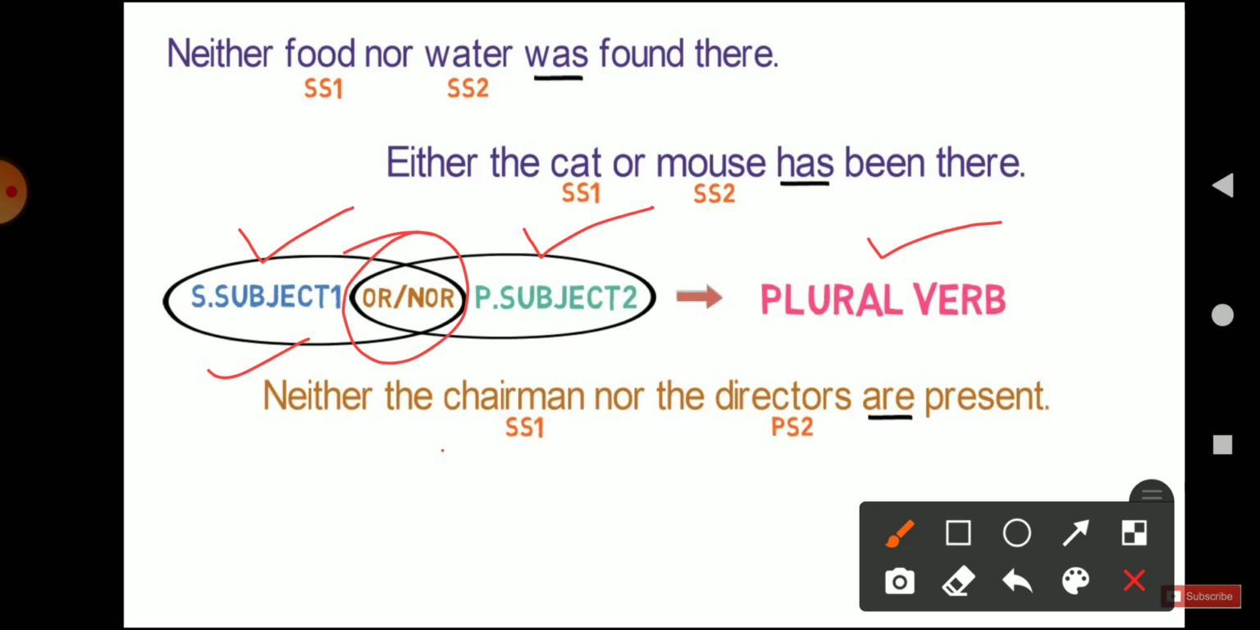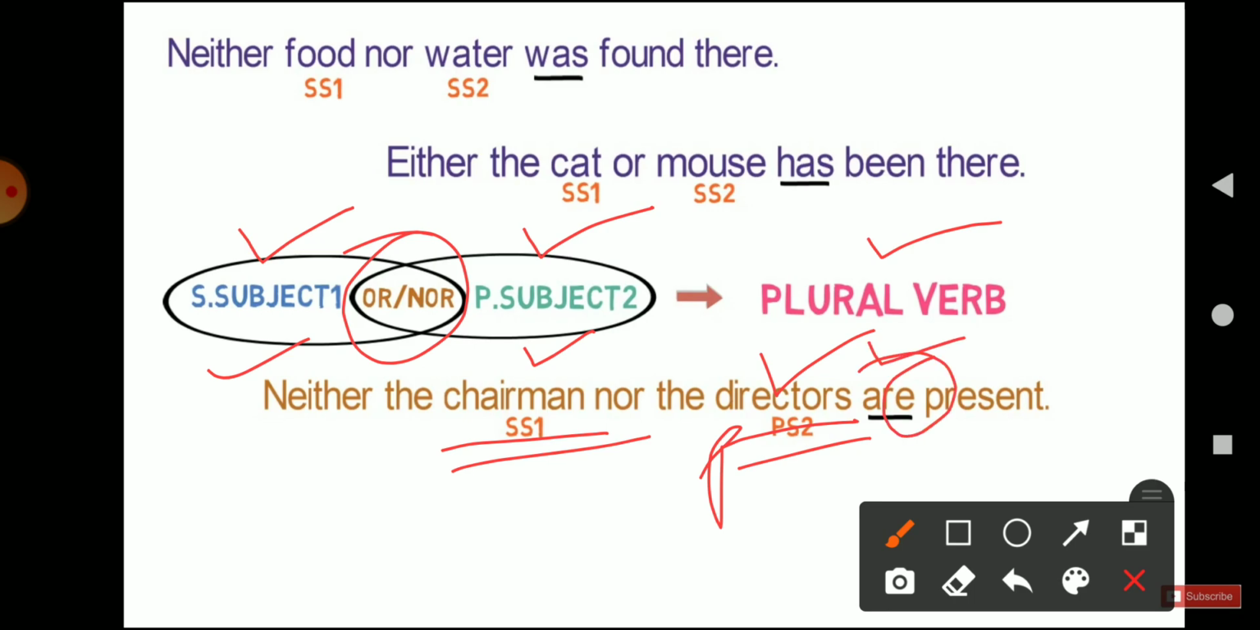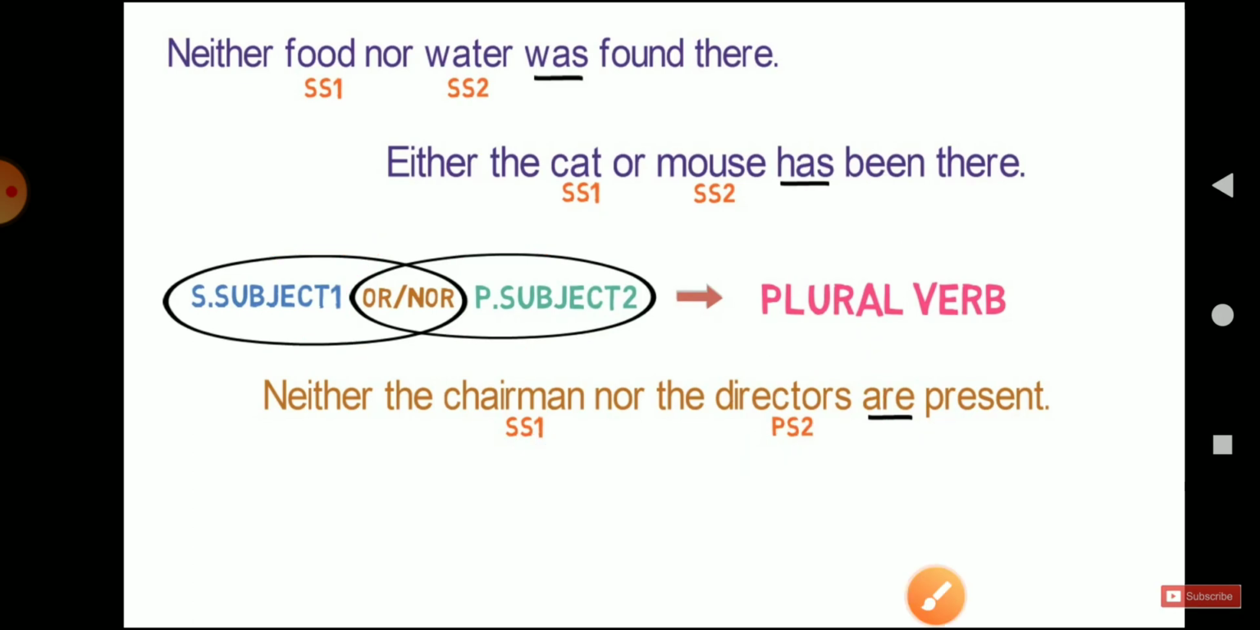So here the first subject is chairman, which is in singular form, right? And then the directors are the second subject, which is in plural form. So the verb that we have used is also in plural form. What is the verb in this sentence? "Are." Clear?